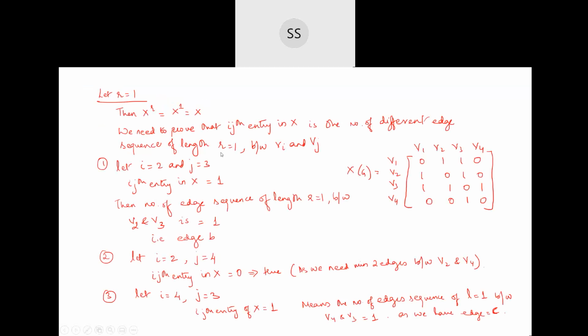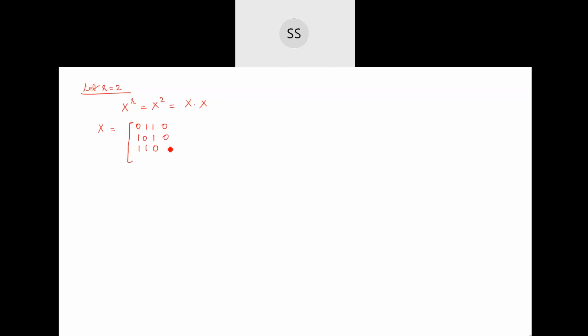Okay, so let us take R equal to 2. R equal to 2 means X raised to R, which is X raised to 2, which is equal to X dot X. We have to do matrix multiplication here. What is the value of X, children? The X value you already remember: 0 1 1 0, 1 0 1 0, 1 1 0 1, and then 0 0 1 0.